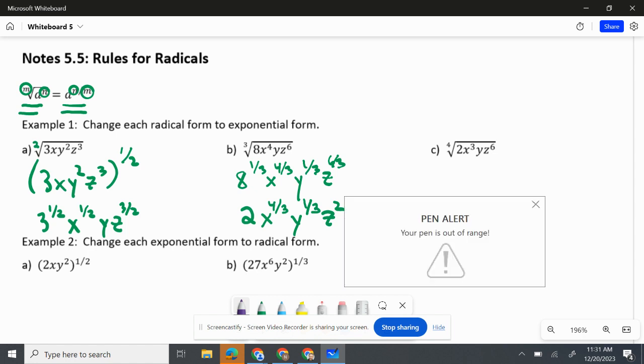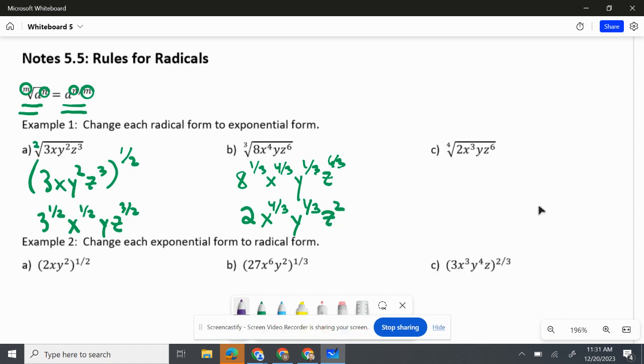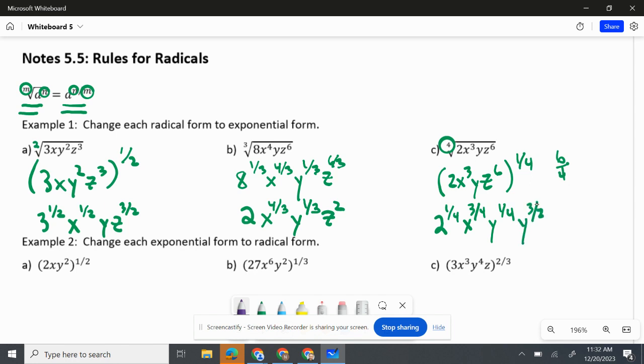For letter C, we're going to do the same thing. So what we have is, since it's a root of 4, we have 2x to the 3rd, y, z to the 6th, and we're raising it to the 1/4. So that would be 2 to the 1/4. Then what we have is x to the 3/4, and then we have y to the 1/4. And then what we have is z to the 6/4, which of course reduces to 3/2.